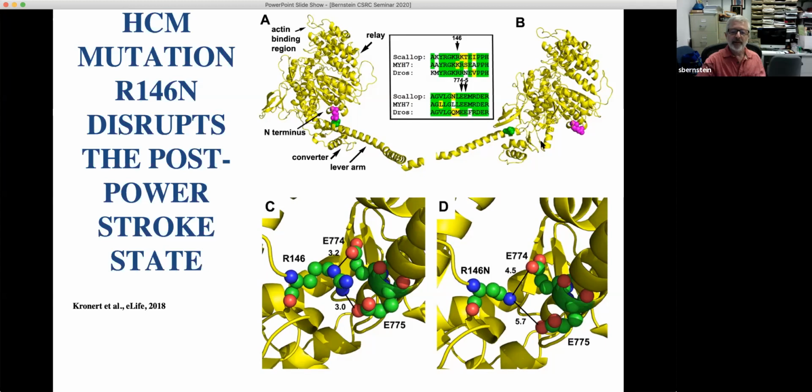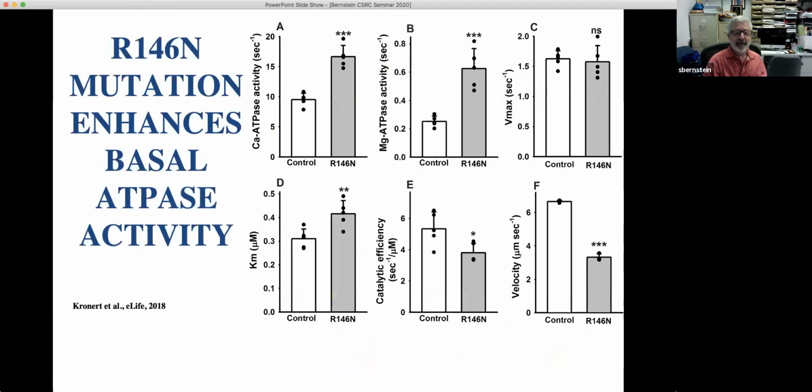Okay. But in the mutation, what we found was that it kind of destroyed that interaction. So you might expect that as a result of the mutation, you're going to destabilize the lever arm main motor interaction. Okay, that's just a hypothesis. But you might think, well, let's see, what's that going to do? Maybe that means that it's going to go through the cycle more rapidly because it's not stabilized in this post-power stroke state. And in fact, that's what we found, that the mutation enhances at least the basal ATPase activity.